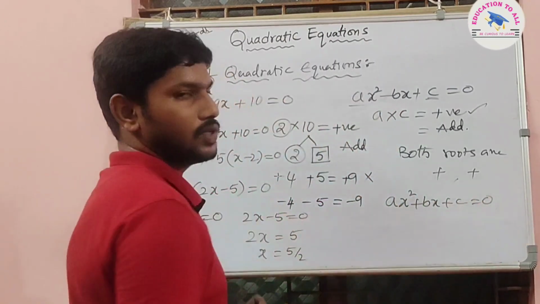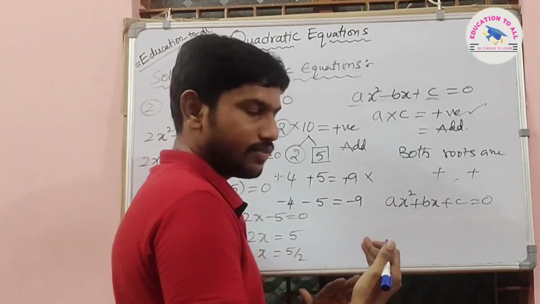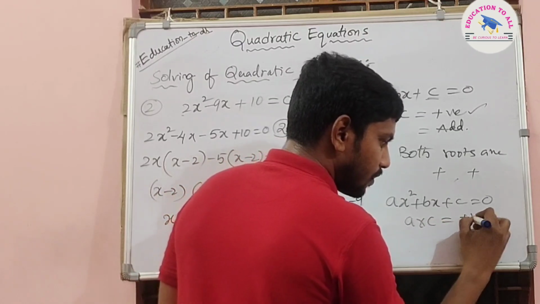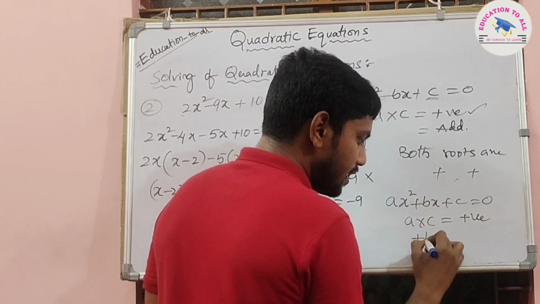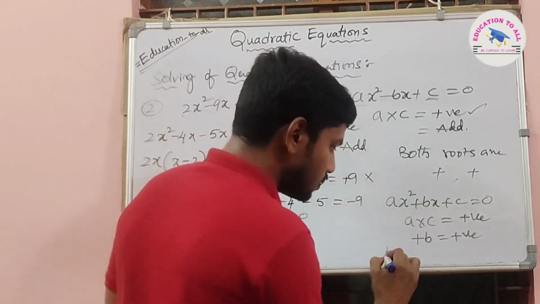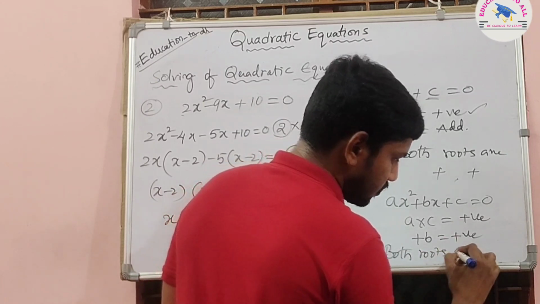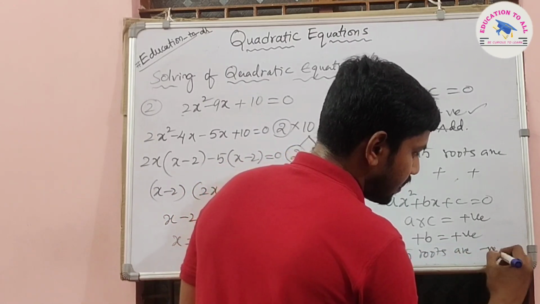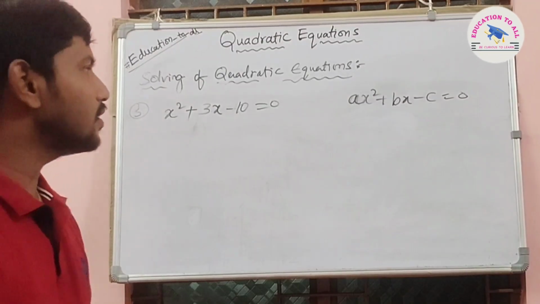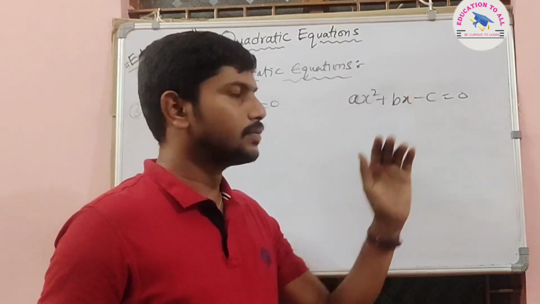Here all are positive. So observe that previous, if you have not observed, again watch carefully. So if a into c is positive and middle term b is positive, what we got? The roots, both roots are negative and negative. So that's the conclusion. Let us look into third type of an example, ax square plus bx minus c.